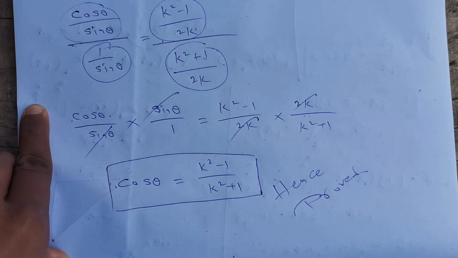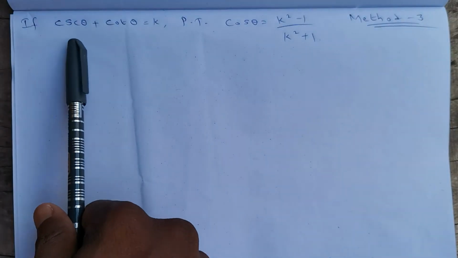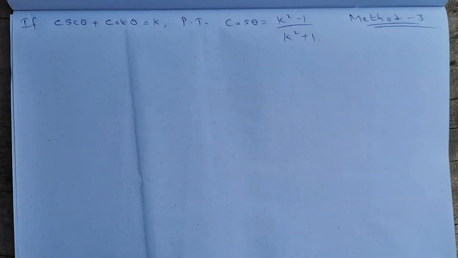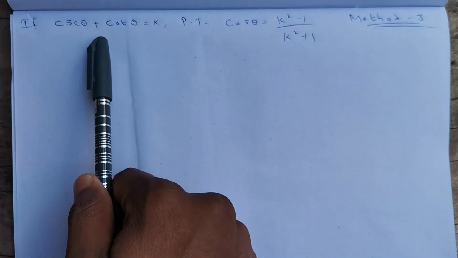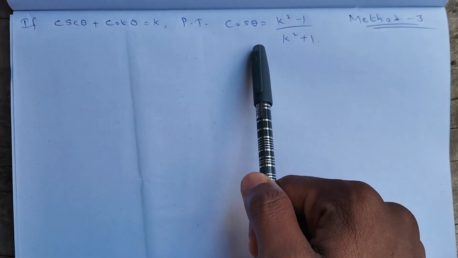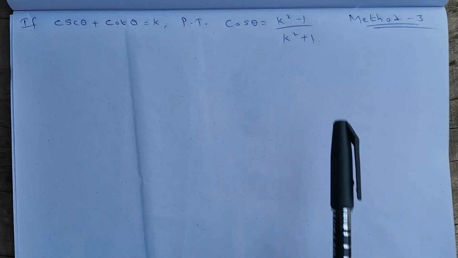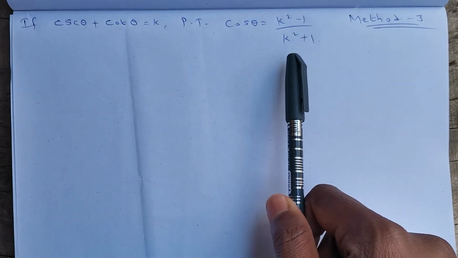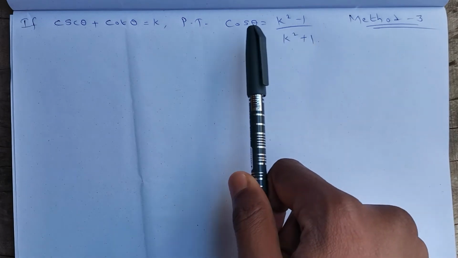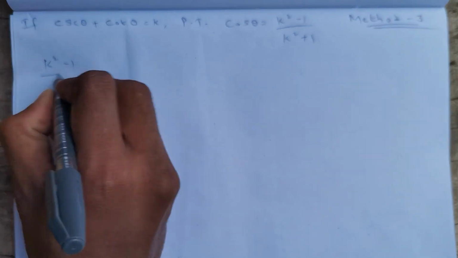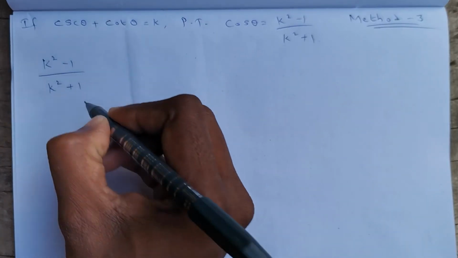Now let us check the third method. As usual the question is cosecant theta plus cot theta is equals to k, and prove that cos theta is k square minus 1 by k square plus 1. So till now method 1 and method 2 we solved from here to here. Now I am going to solve this method 3 in reverse direction from here to here. So k square minus 1 divided by k square plus 1, we need to show that it is equals to cos theta. So we have k square minus 1 divided by k square plus 1.